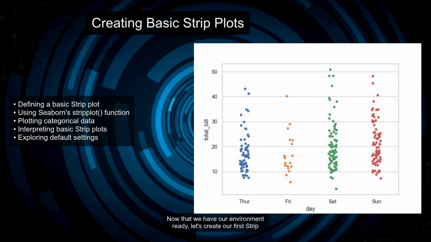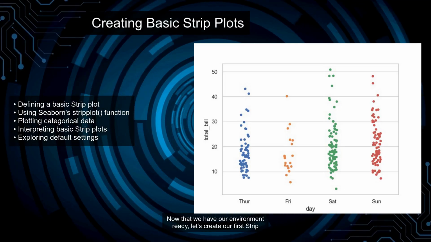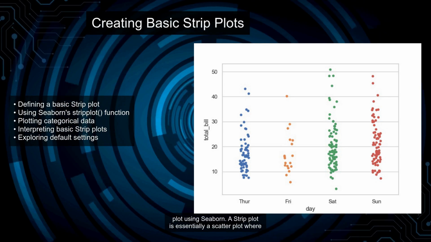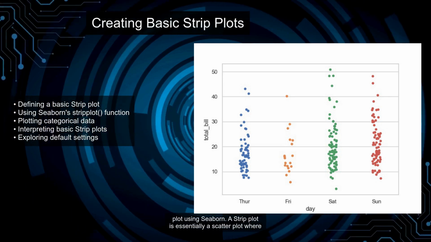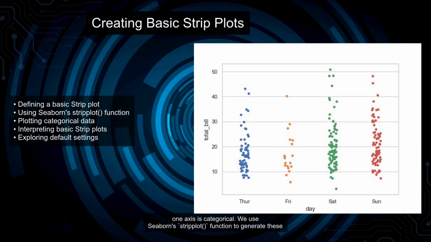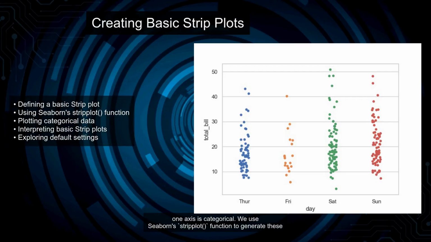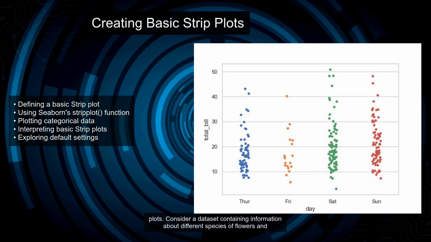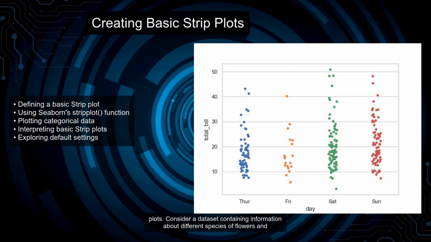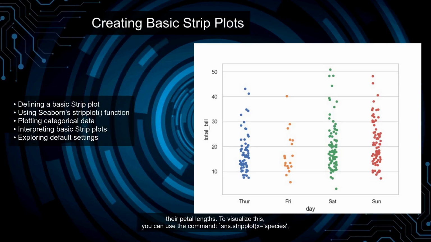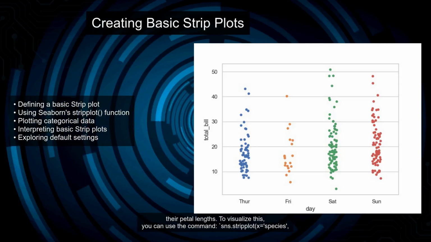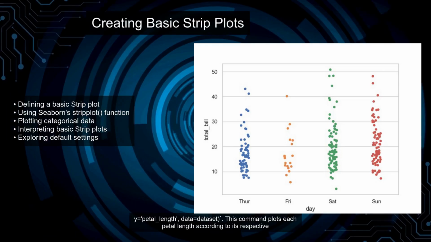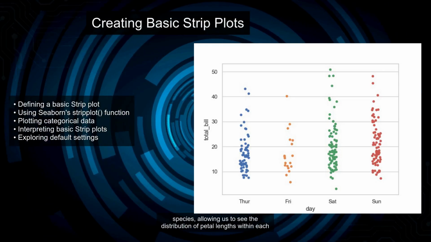Now that we have our environment ready, let's create our first strip plot using Seaborn. A strip plot is essentially a scatter plot where one axis is categorical. We use Seaborn's stripplot function to generate these plots. Consider a dataset containing information about different species of flowers and their petal lengths. To visualize this, you can use the command sns.stripplot(x='species', y='petal_length', data=dataset).